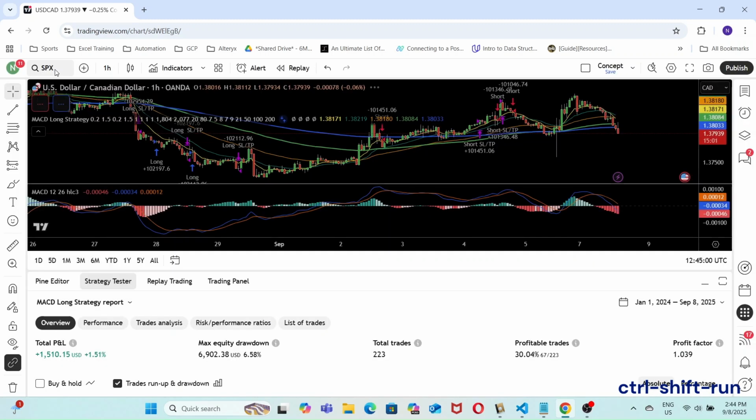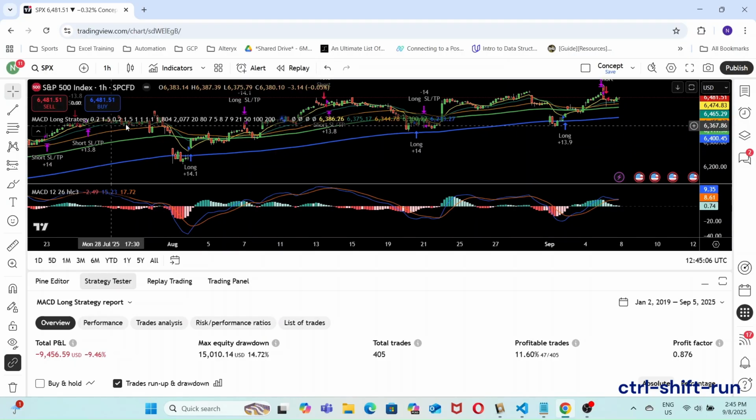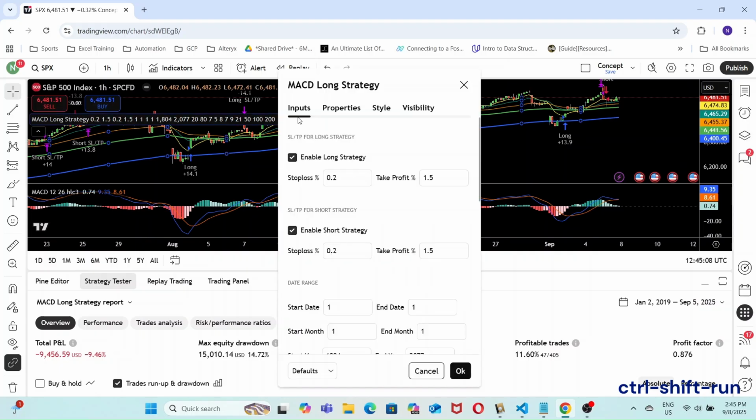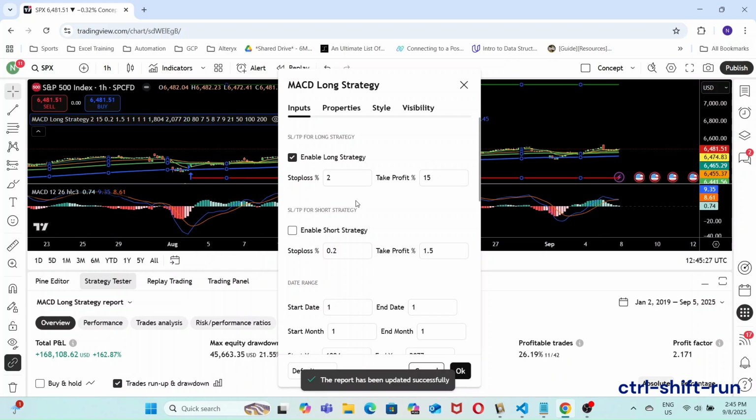Let's switch over to indices. And straight away the PNL is negative. Now, why this happens is because the take profit and stop loss are not correct. The daily movements for indices are very different from Forex. Also, like I mentioned in my video on the super trend indicator, with indices, we want to go only long as much as possible. So the first thing we do is only enable the long strategy and uncheck the short strategy. For stop loss, set it to 2% and set the take profit to 15%.